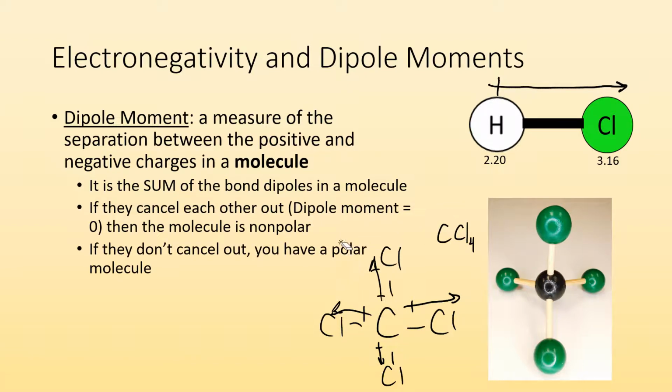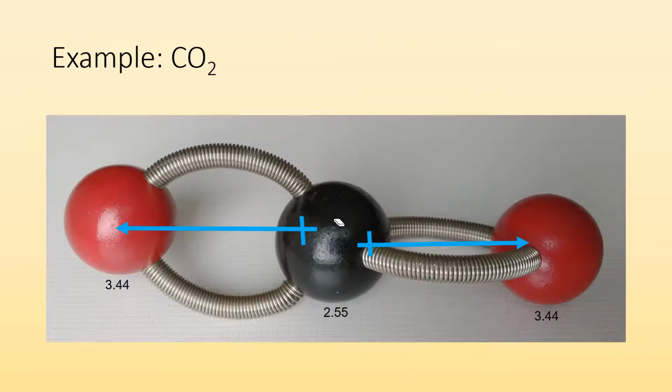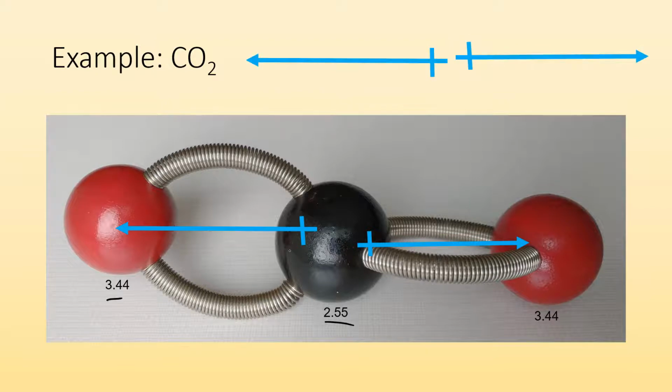So if they don't cancel out, then you have a polar molecule. So CO2 is an example here. So we know oxygen is the more electronegative atom than carbon. So we have these bond dipoles in light blue. But what about the whole molecule? Is the whole molecule polar? And the answer to that would be no, because when you add these bond dipoles together, they cancel each other out. It's like a tug of war where they're evenly matched and in opposite directions. So overall, nobody's going anywhere, right? So that would make the molecule non-polar.